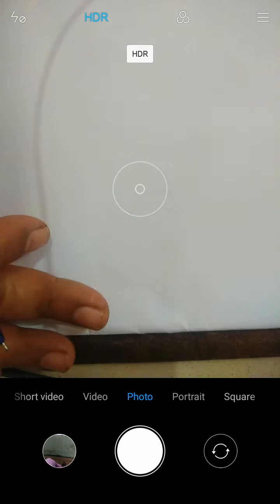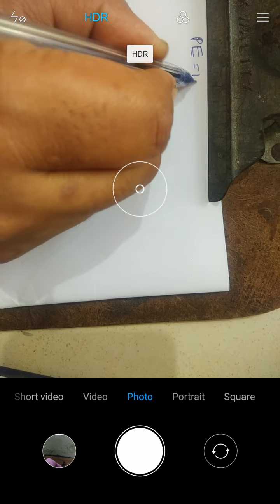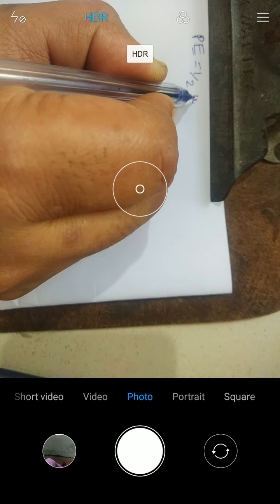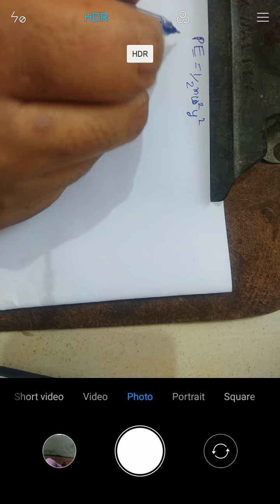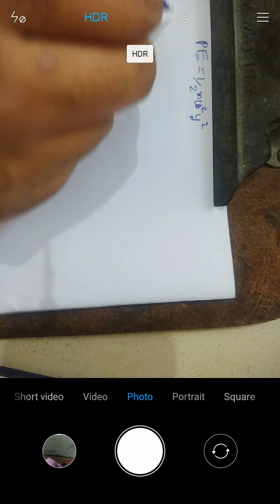After that, we'll see some notes related to potential energy and kinetic energy. What is the expression for potential energy of a particle executing SHM? P is equal to half m omega square y square.